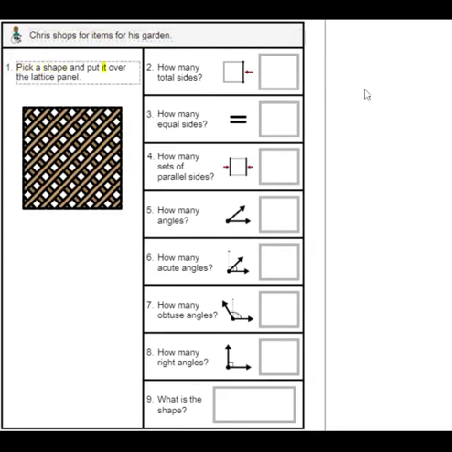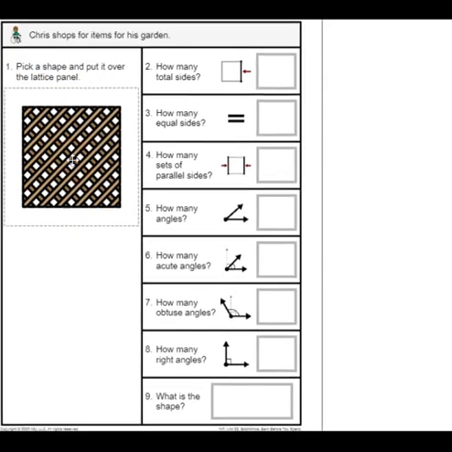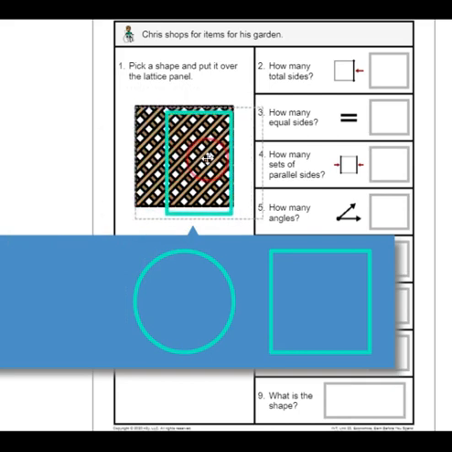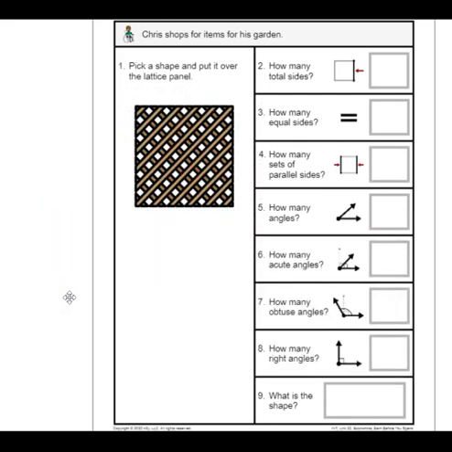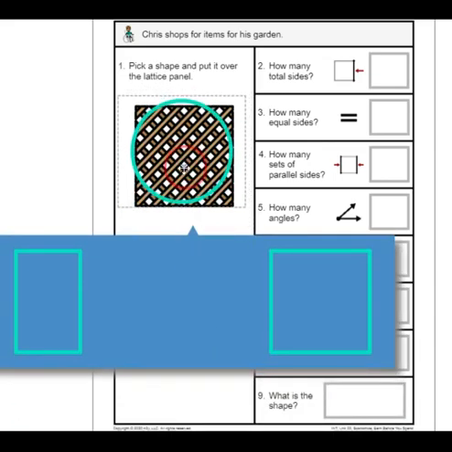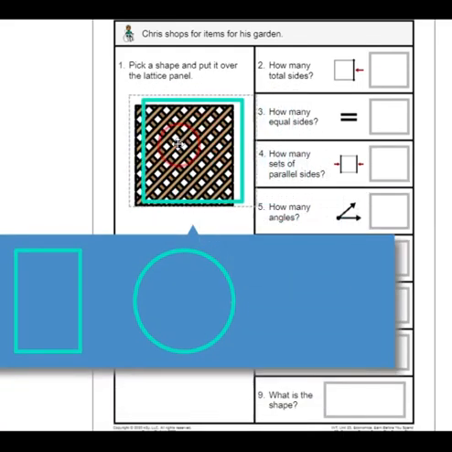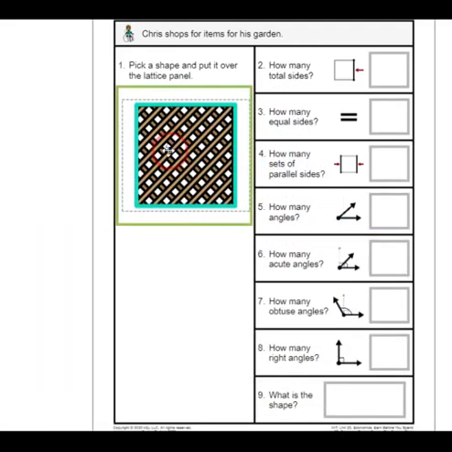Chris shops for items for his garden. Pick a shape and put it over the lattice panel. Okay. So I'm going to look and see what shape I think fits over this lattice panel. Would it be my rectangle? No. Would it be the circle? No. What about a square? Does that fit? It fits.